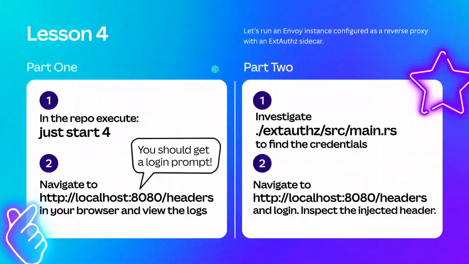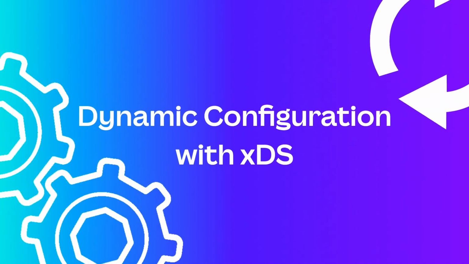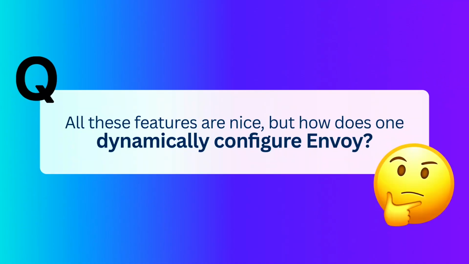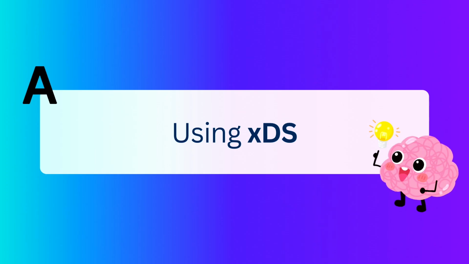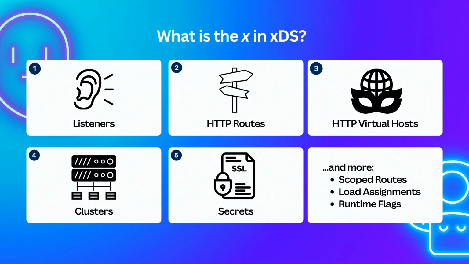Where did my slide? There we go. So, dynamic configuration with xDS. We've got all these wonderful, nice features, but how does one dynamically configure Envoy? Funnily enough, using xDS, as has been alluded to multiple times in this session. xDS stands for X Discovery Service. X is as in algebra. It discovers something. What is the X in xDS? It can be one of many things.